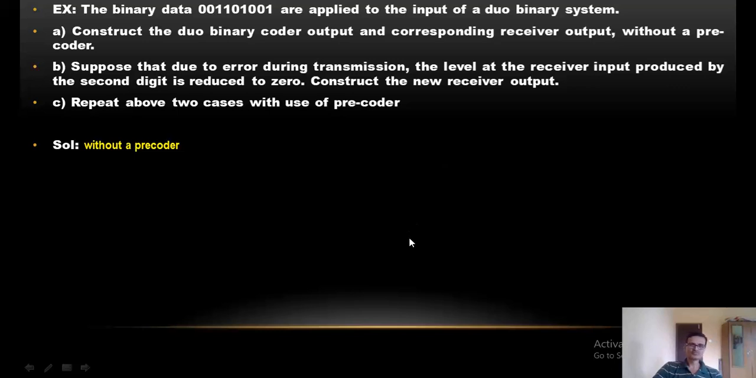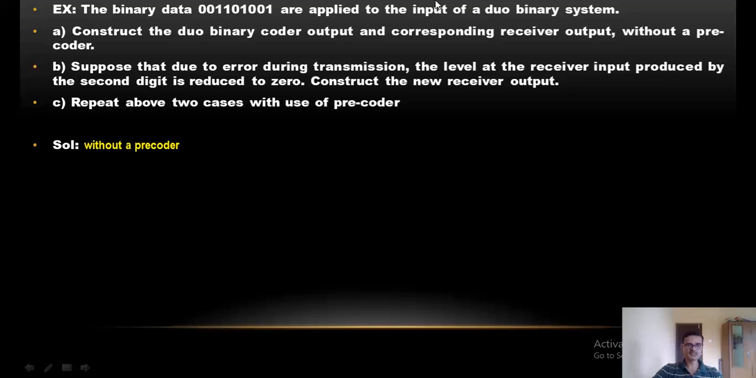Okay, so one more example. Let me say this is how the question will be asked in the exam. Just go through the statement of that equation without precoder and with precoder, that means DuoBinary coder and modified DuoBinary coder. And we suppose that due to an error during the transmission, the level at the receiver input produced by the second digit is reduced to 0. That means some error happens. How does that error propagate? Same thing you have to explain, whatever I explained in my video.